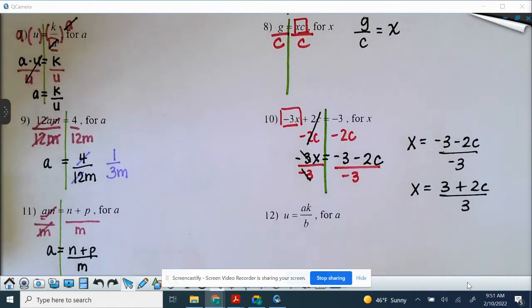Is everybody okay with what I just did and why? Or do you want to know the why? Like why that negative 3 minus 2c over negative 3 switches to positive? I can show you the algebraic why. It's the double negative. Dividing a negative by a negative makes a positive, just like multiplying a negative by a negative is a positive. So that's why those symbols change.